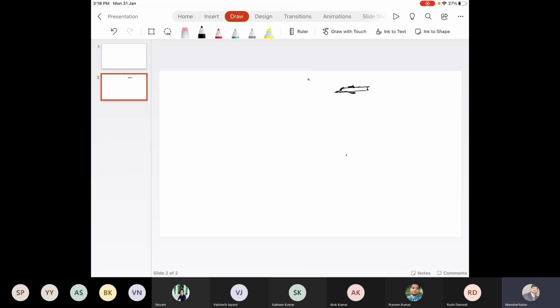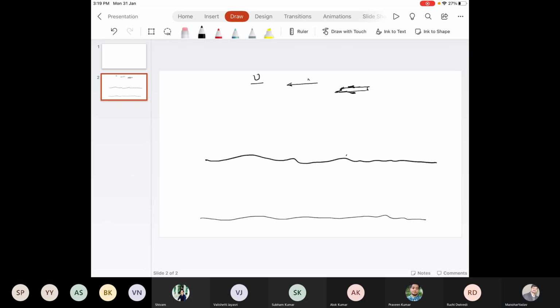So this is the flying aircraft, and over a terrain this aircraft is flying. It is moving forward at a speed of v. We can say it's v meters per second.